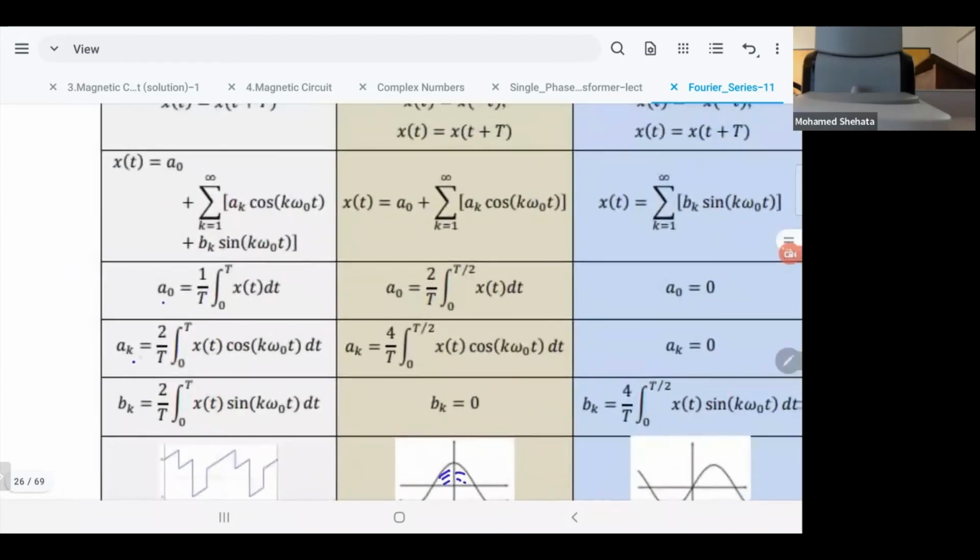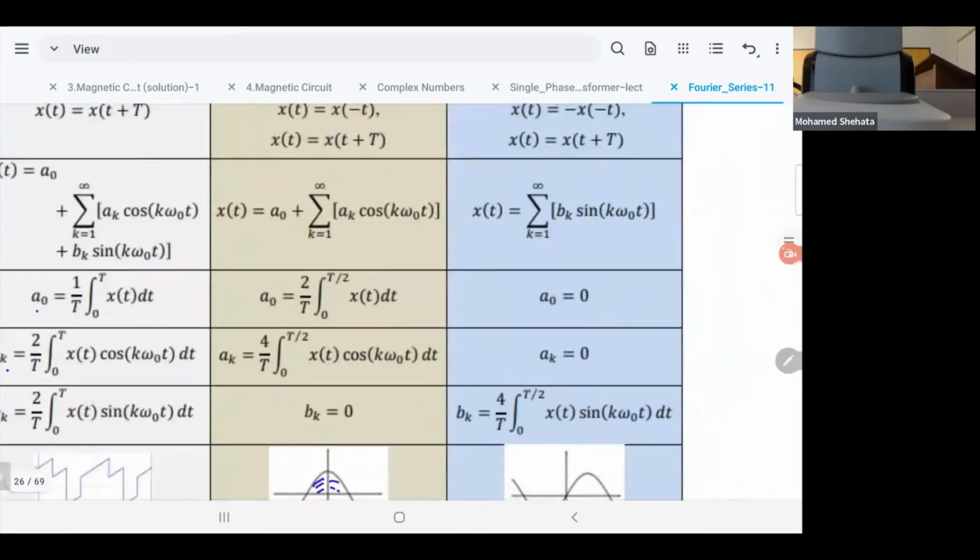What about a_k? The same thing. You multiply by 2 and you make the integration over half period. The normal one is 2 over T from 0 to T. When it's even, 4 over T, multiplied by 2, and the integration from 0 to T over 2, over half period. Okay, that's two simplifications: b_k equals 0 and the integration over only half period.